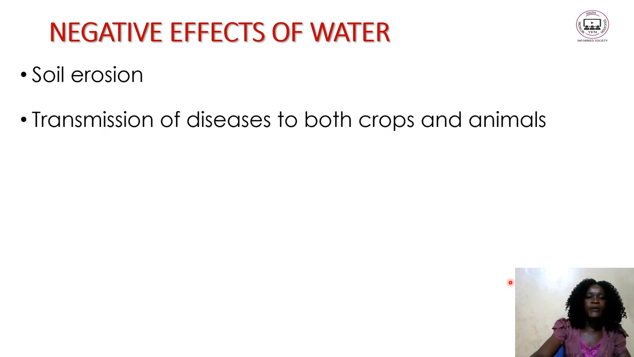Apart from that, the water can also transmit disease to both crops as well as the animals. As the water will be moving from one place to another, it may also carry some pathogens which cause diseases in both crops as well as animals. So I think that another negative effect of water is that it will transmit diseases.